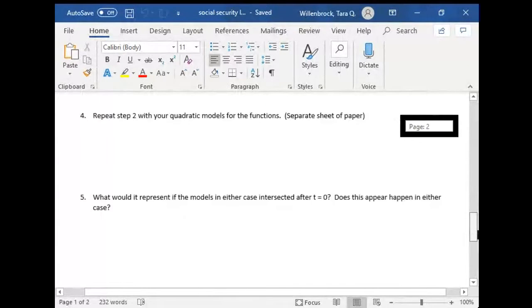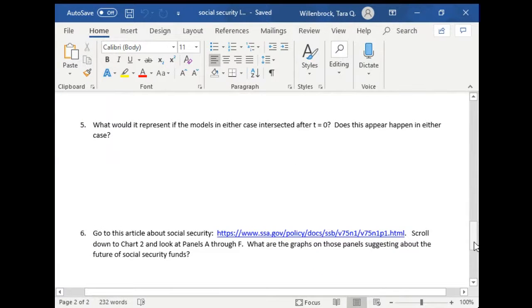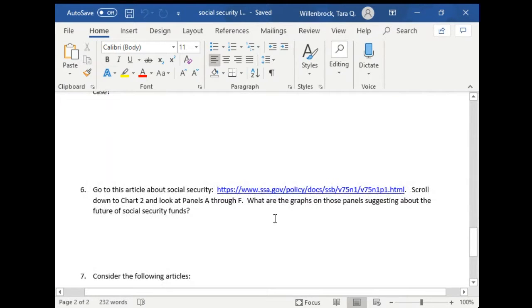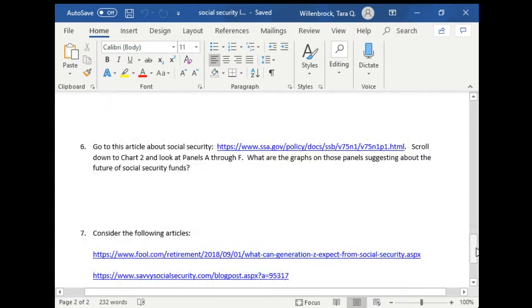And then, you're going to just do a little reading and talking. So you're going to go to this link, which is from the Social Security Administration. You're going to scroll through until you get to what's labeled as Chart 2, panels A through F. You'll see 6 different graphs, and they're graphs of revenue and expenditures. And I want you to look at those graphs and the scale on the graphs, what you see on the graphs, and tell me what you think they're saying.